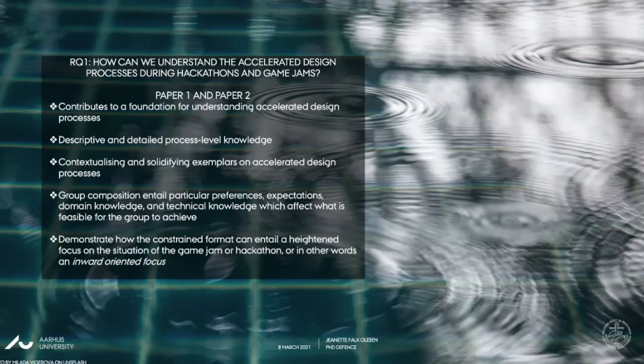We found that group composition entailed particular preferences, expectations, domain knowledge, and technical knowledge, which affect what is feasible for the group to achieve within the short time frame of a hackathon or a game jam. They demonstrate how the constrained format can entail a heightened focus on the situation of the game jam or hackathon, or in other words, an inward-oriented focus and not necessarily a focus on impacts beyond the immediate design situation, because the limitation of resources such as time, tools, and materials are particularly pervasive. This has impact for what can be expected to be designed in similar game jam and hackathon formats, such as the ones that we studied.